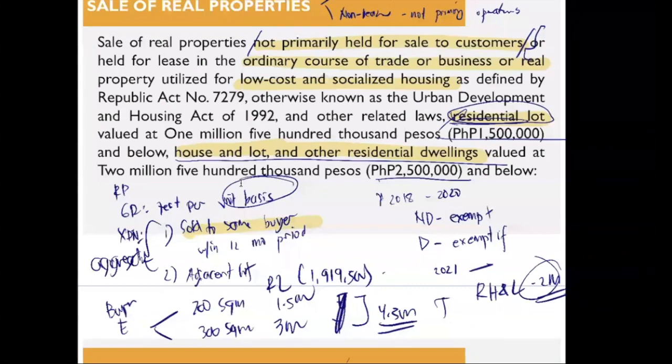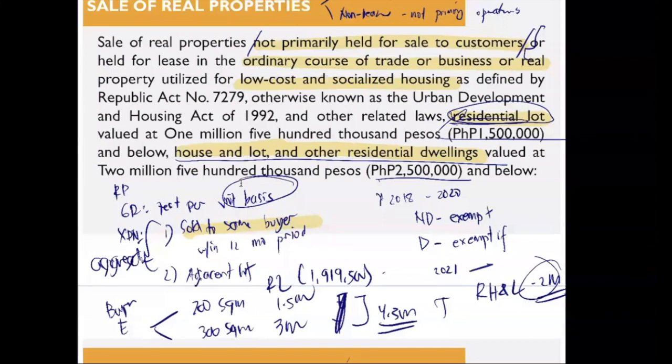Clear tayo dyan, ha? Ngayon, 2021 succeeding years, anong sabi? The VAT exemption shall only apply to sale of real properties not primarily held for sale to customers, take note of that, and those held for lease in the ordinary course of trade or business, sale of real property utilized for socialized housing, low-cost housing, and residential house and lot. What is removed? No more residential lot.